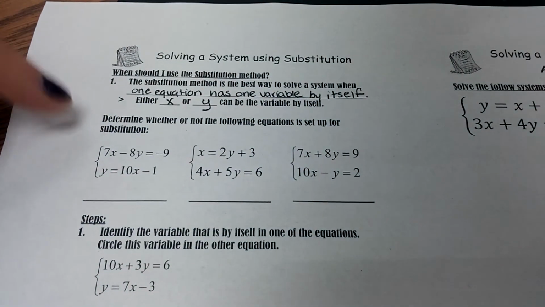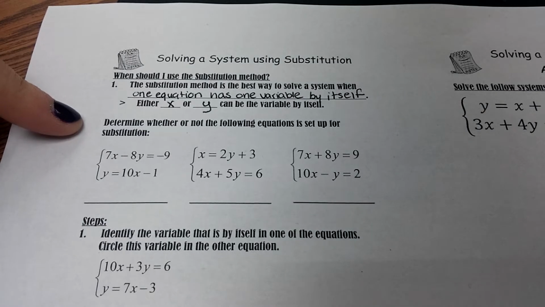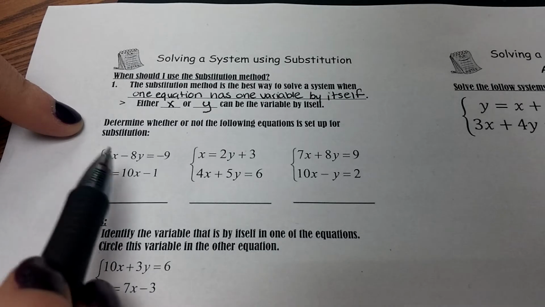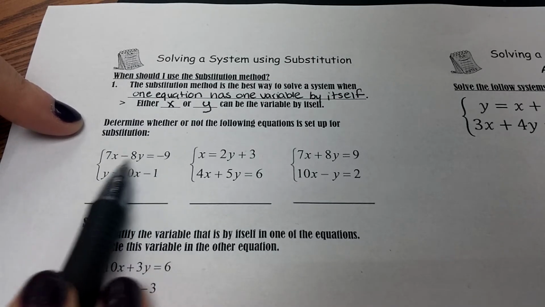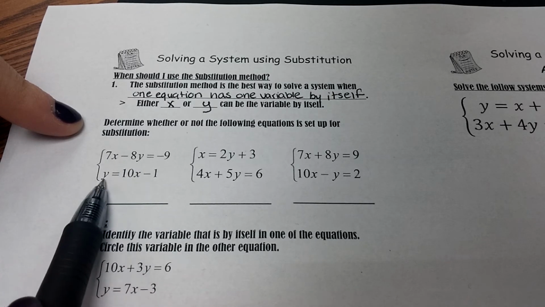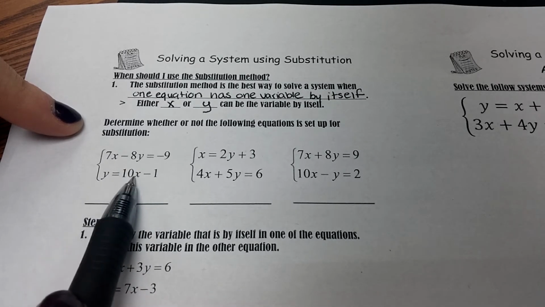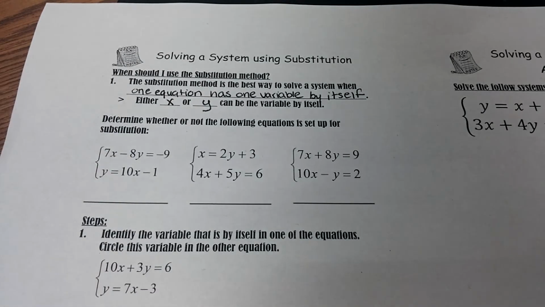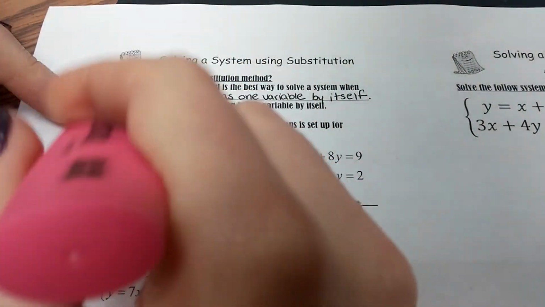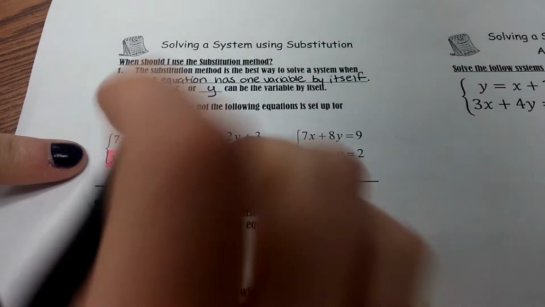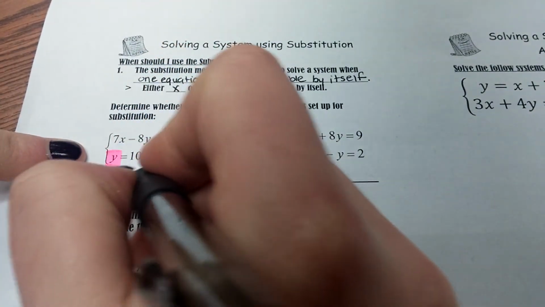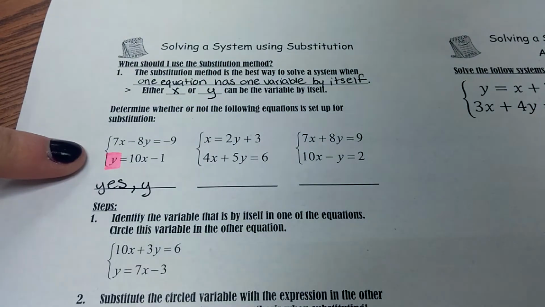Okay, so if I take a look at these three examples, it says determine whether or not the following equation is set up for substitution. So if I look at these two, I have 7x minus 8y equals negative 9. Neither of those variables are by themselves. However, in this equation, I have y equals 10x minus 1. That y is by itself. It's alone on one side of the equation, and it doesn't have any coefficient. So y is by itself. So this system of equations is set up well for substitution, and y is the variable by itself.